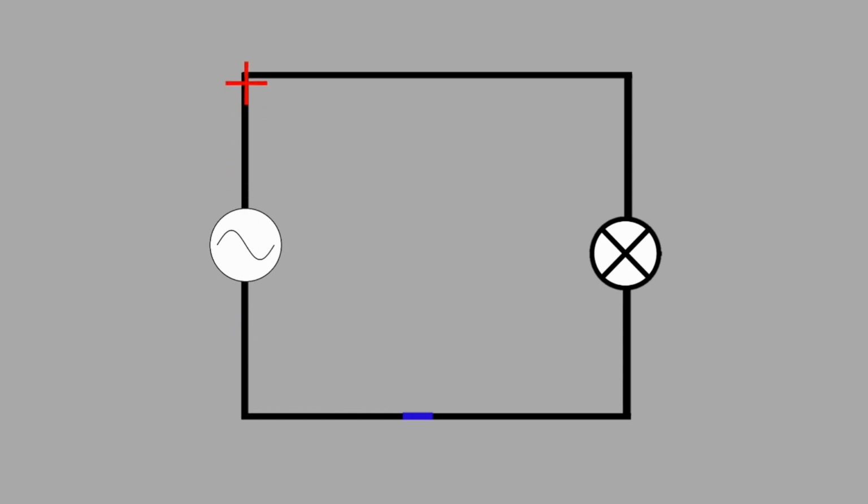Now, what exactly is a half-wave rectifier? Let's say you have an alternating current power supply and you connect it to a light bulb. The light bulb will turn on. The result will remain the same if we reverse the leads, since we are using an alternating current power supply.